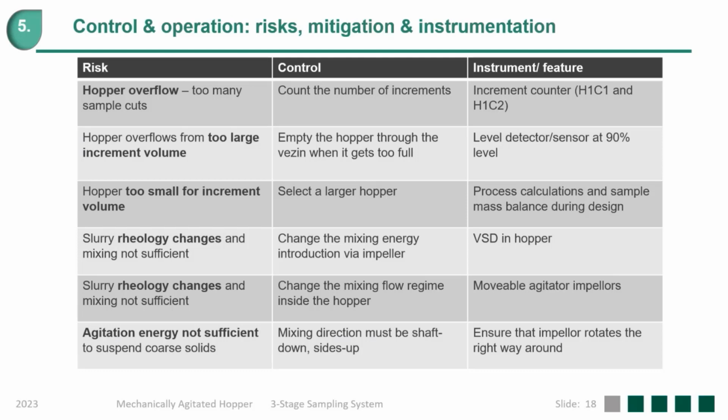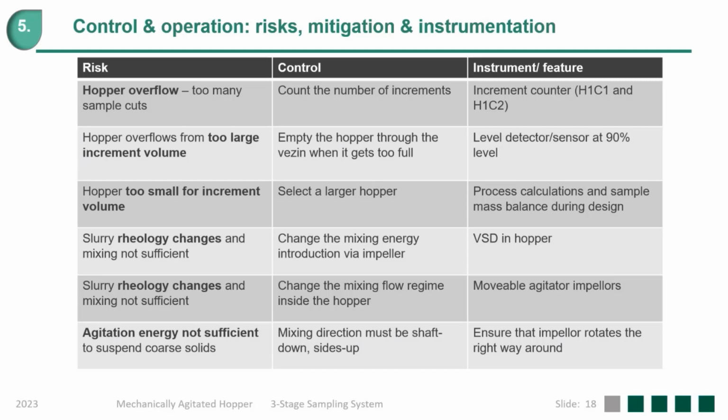The risk of a hopper overflowing because of too many sample cuts can be controlled by a counter of the number of increments. The instrument that we use is the increment counter, which is H1C1 and H1C2. The instrument that I'm going to be discussing here will be discussed in further detail by Kilom Tutoit.